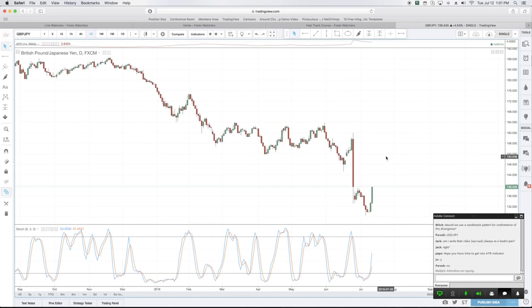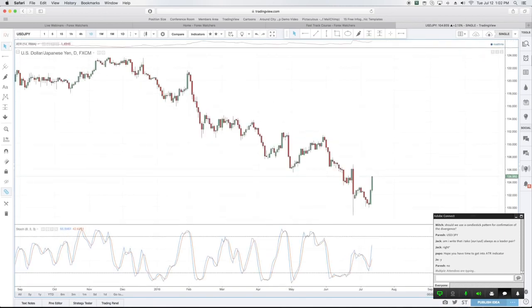Now this is pound yen. Let me go to USD yen. What's the USD yen doing right now? Yeah, it's retracing. It's going up. Has it made a higher high? No. It's made a higher high only compared to the previous swing, but not against the second one. Plus, it's below major support. Keep that in mind.